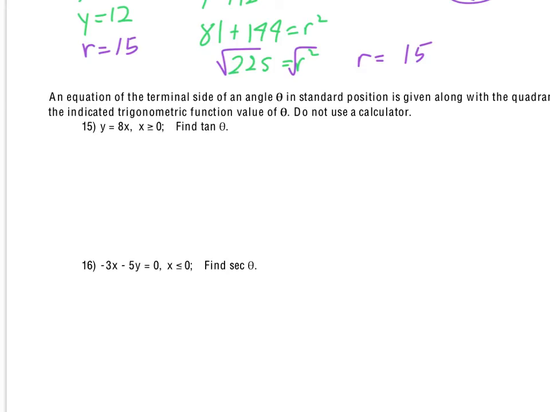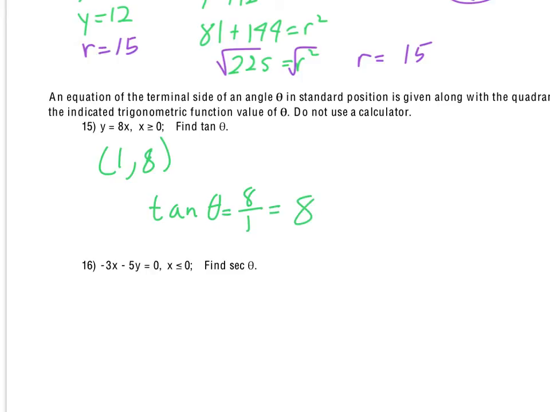Okay, we're down to just a little bit to go here. We got y equals 8x and x is greater than or equal to 0. They want us to find the tangent. So I need a point on the line, which since this one's fairly straightforward, I can just use a 1 for x, and then if I do, I find out that y is 8. And tangent is just y over x. So 8 over 1. Don't leave it like that, though. That's the same as 8.